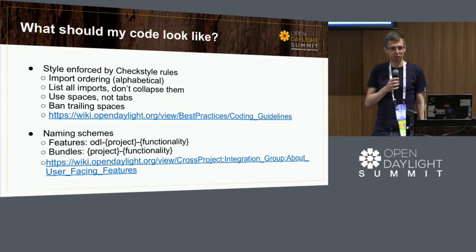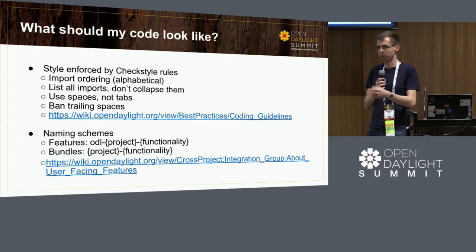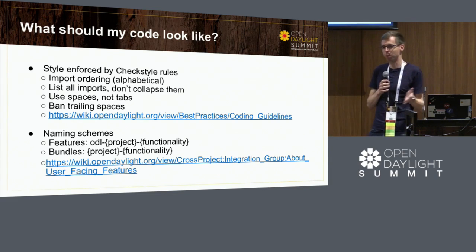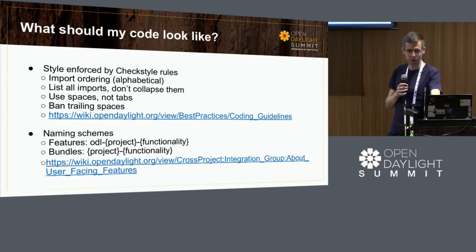Another rule we've got is for naming schemes. This is not in Java, but in the OSGi world. You name your features ODL-project-functionality, and that's really up to you, how you name your functionalities and also how you split things up. And then your bundles inside your features, you call them project-functionality. If OSGi isn't familiar to you, that won't mean all that much, but you can read up about it on the wiki page there, and talk to us as well.